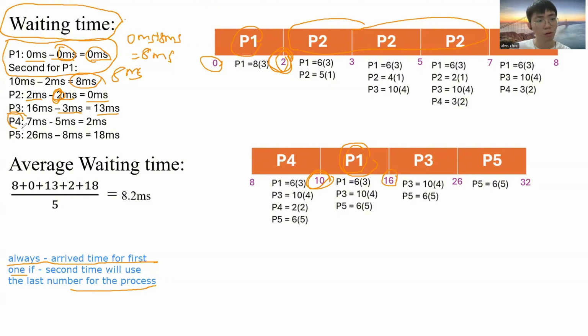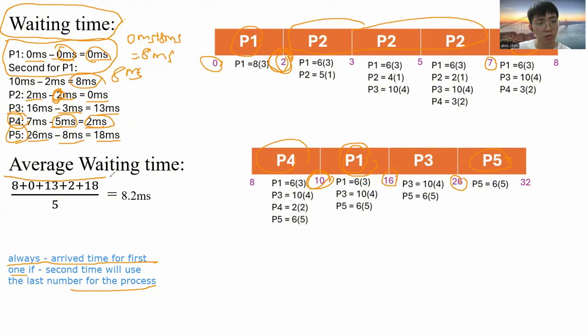And for process 4, from here, we take the earliest one, the 7. There are 2, right, here and here. The 7 until 8, 8 until 10. We take the earliest one, which is the 7. And we minus the arrival time, which is 5. So we get 2 millisecond. And process 5, from here, the 26. So we use the 26 minus the arrival time, which is 8. So we get 18 millisecond.